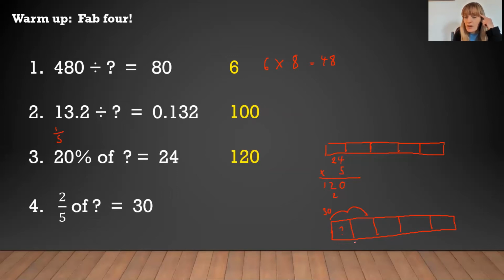Well, I can divide the 30 by 2, can't I? Because that's half of it. It's going to give me 1/5. So half of 30 is 15. So I know 1/5 is 15. So what's the whole amount? I've got to multiply 15 by 5, which would give me an answer of 75. So 2/5 of 75 is 30.